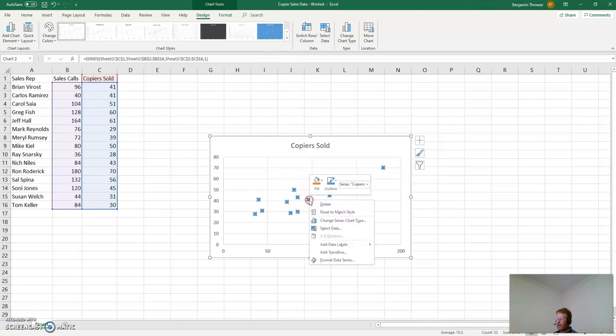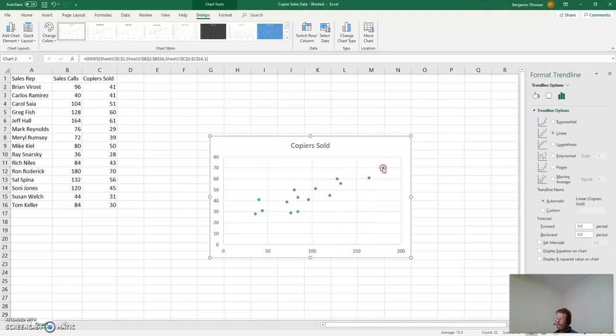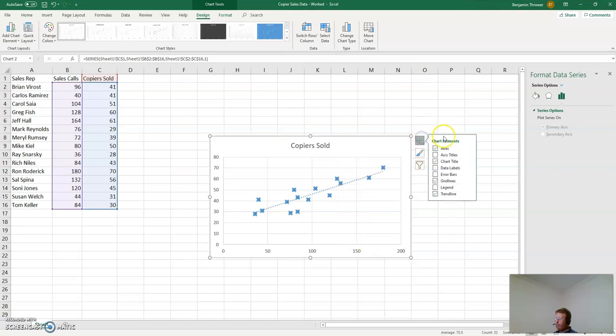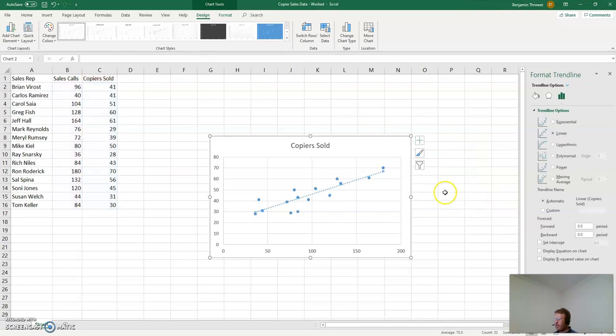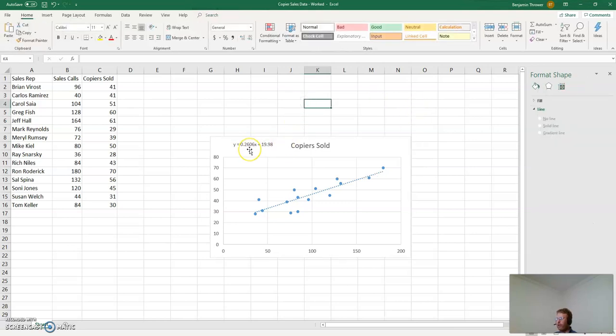Now let's right click on one of the dots, and we're going to add a trend line. And now we're going to format our trend line, if it will let us. Here we go, over here on the right. Okay, so now when you have Format Trendline set up over here on the right, you want to drop down and display the equation on the chart. Does everybody see what just popped up here? Okay, we got our equation right here now, don't we?